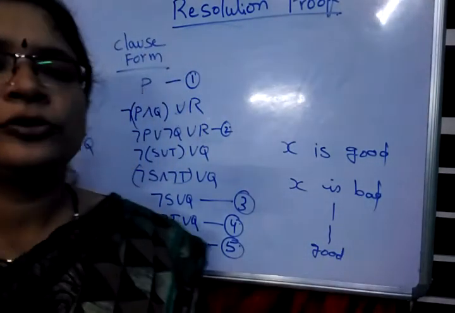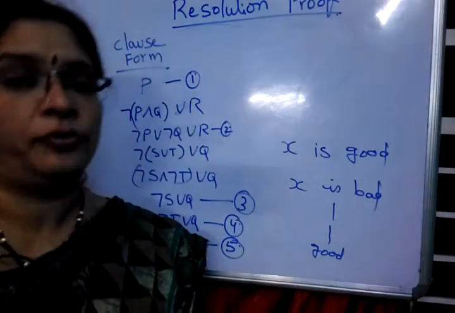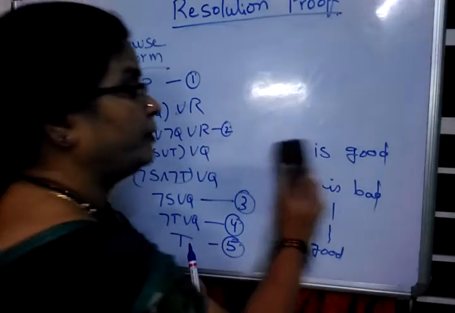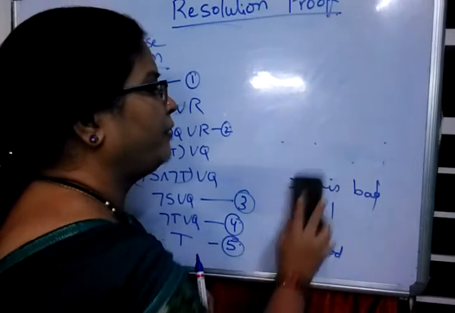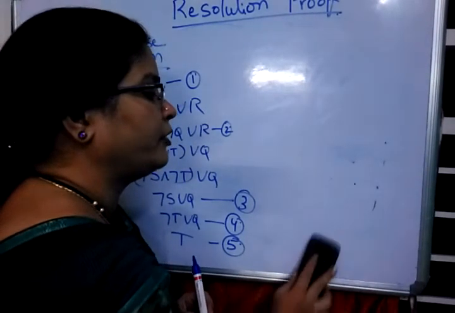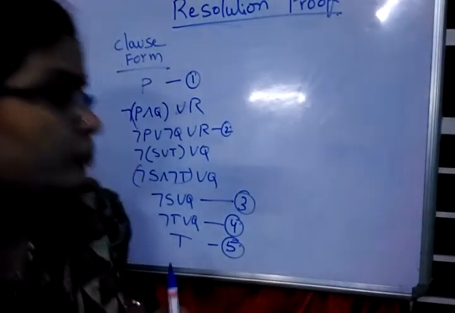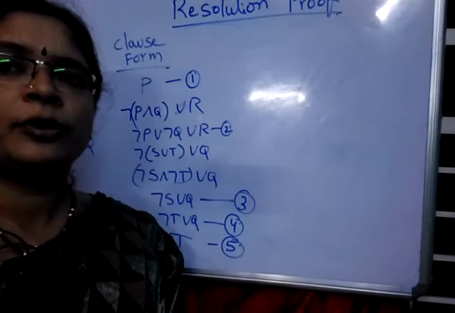Okay, so this is the resolution. Whenever you want to prove anything, you have to start from the negation of it. So I have taken equation number 2 now. What is equation number 2 here? I have to start with equation number 2.